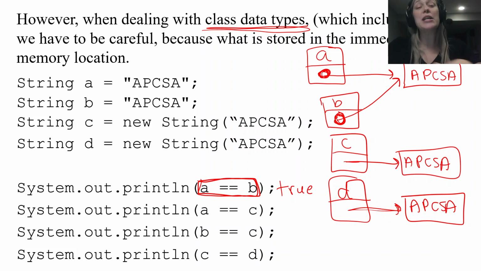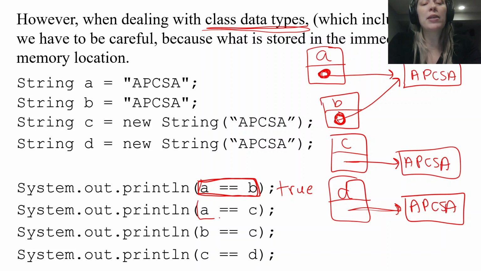Okay, now the reason it returns true is not because, well, kind of because they both have AP CSA, but really it's because it's comparing the contents of the box, which they have the same address. Okay, they have the same address, and that's why it's true, because they have the same address.